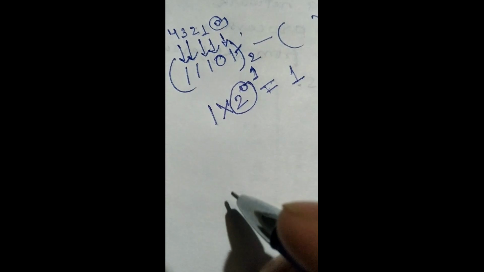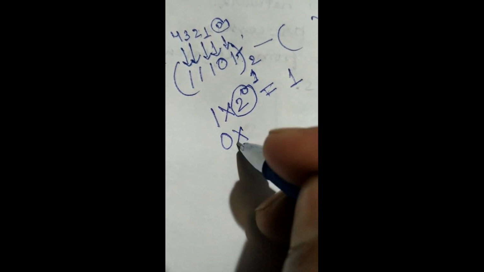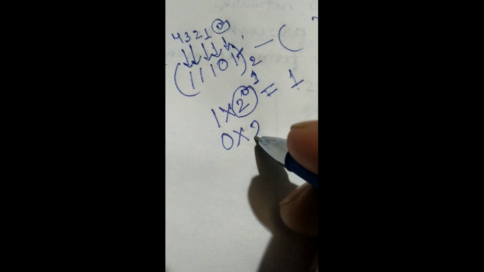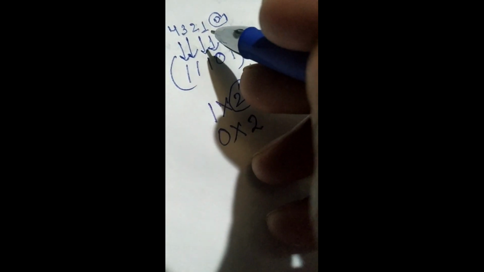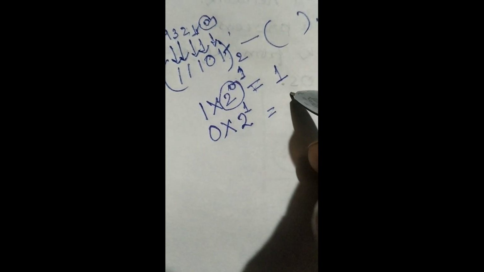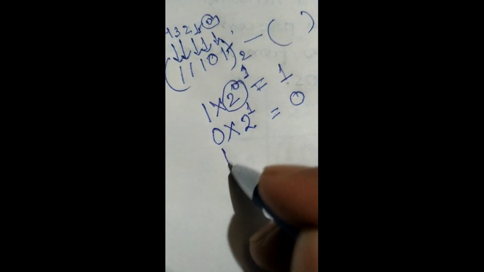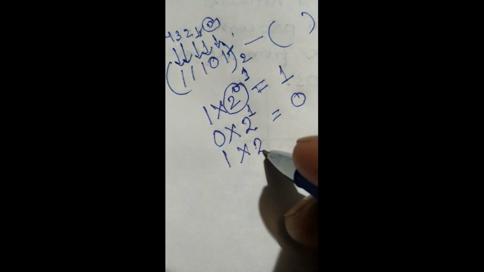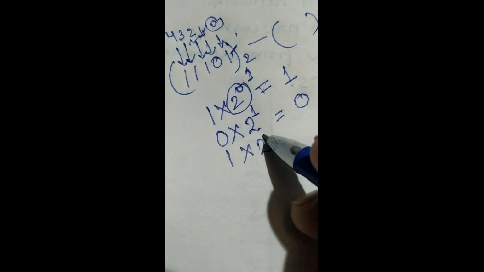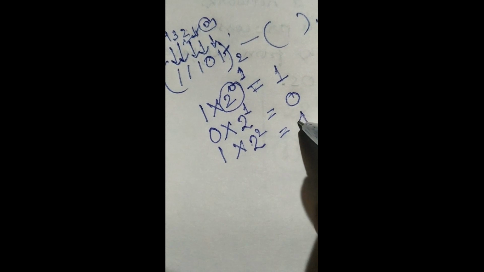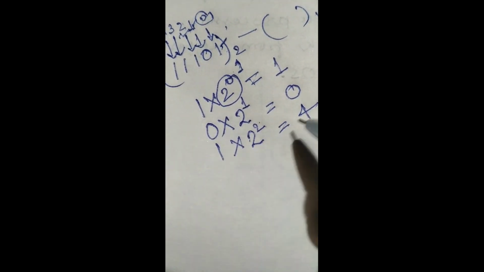The second digit is 0. So 0 into 2, where the base remains fixed at 2, and this time the positional value is 1, used as the power. The result will be 0. The next digit is 1. So 1 into 2, again 2 remains fixed, and this time the positional value is 2. 2 to the power 2 is 4, and 4 into 1 is 4.